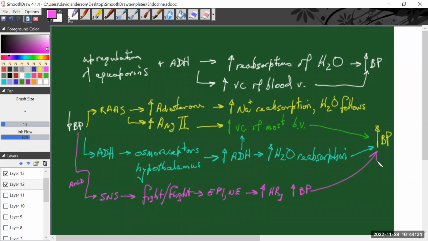There's another way. In the sympathetic nervous system, our blood pressure is going to go up because we increase the heart rate. We do lots of other things that contribute to increasing the blood pressure. So there's 3 different ways that we're going to respond to a stimulus of low blood pressure.